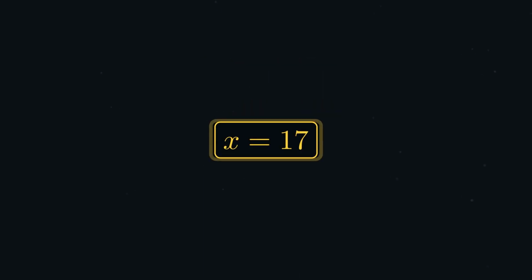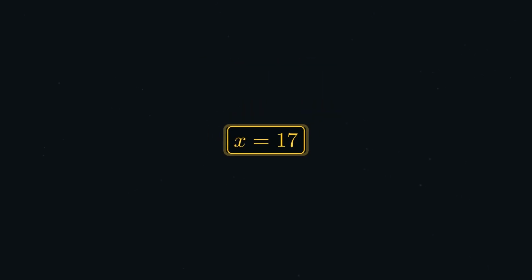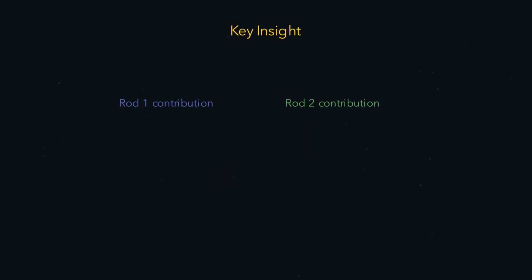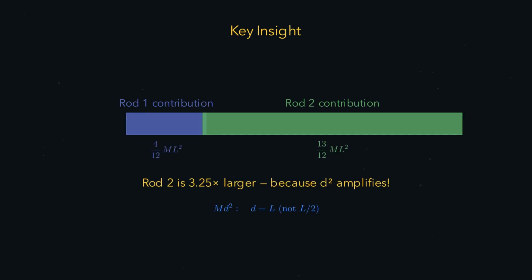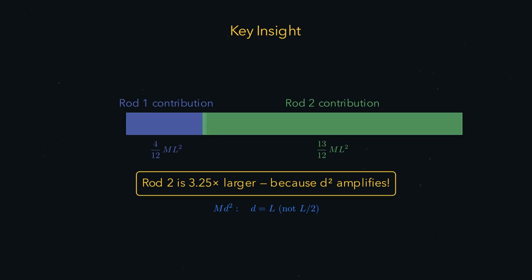Now we add both. 4/12 plus 13/12 equals 17/12 of mL squared. The question tells us the answer is x over 12 times mL squared. Comparing directly, x equals 17. That's our final answer. Here's the key insight.